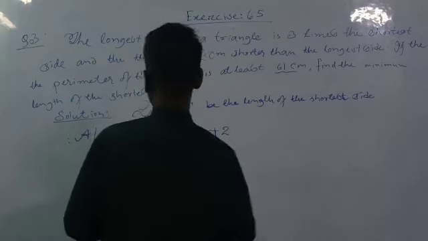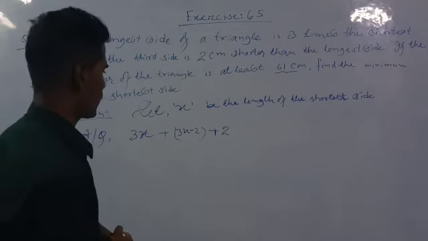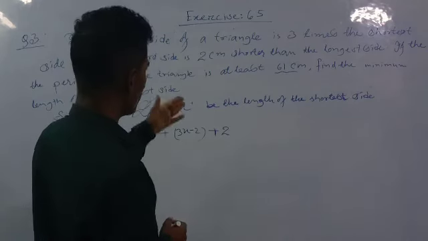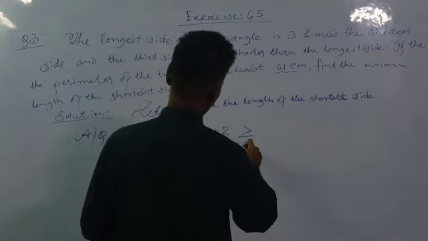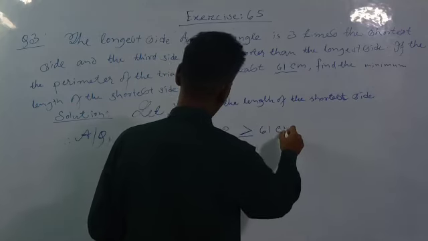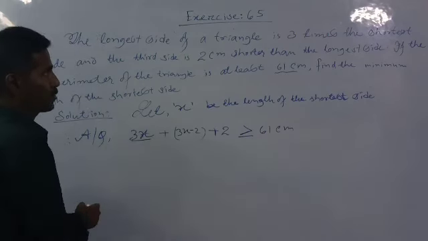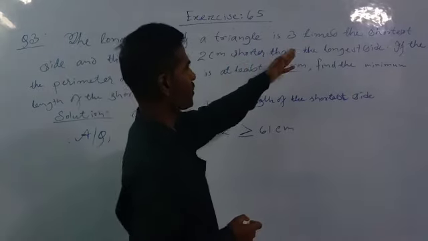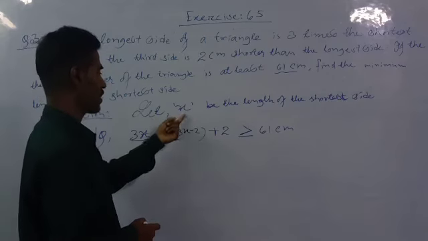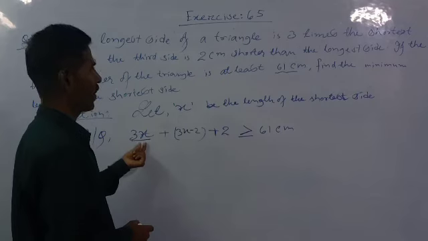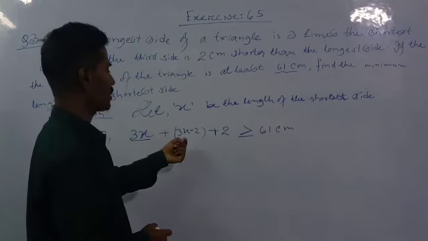The perimeter of the triangle is at least 61 centimeters, so find the minimum length of the shortest side. Perimeter is given as at least 61 centimeters, so it is greater than or equal to 61 centimeters. Are you getting me? Where did this 3x come from? Because it is given that the longest side is 3 times the shortest side. We have assumed the shortest side is x, so the longest side will be 3 times x, so 3x. And the third side is given as 2 centimeters shorter than the longest side, so 3x minus 2.